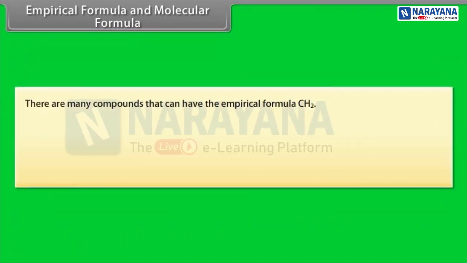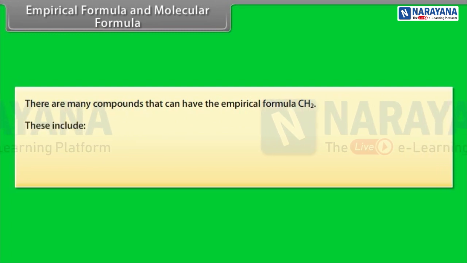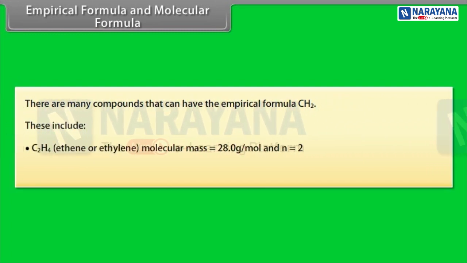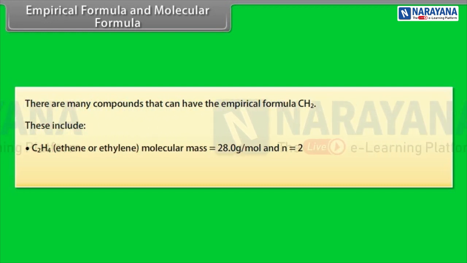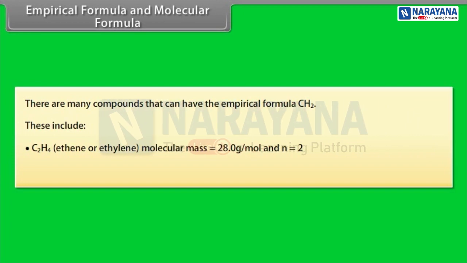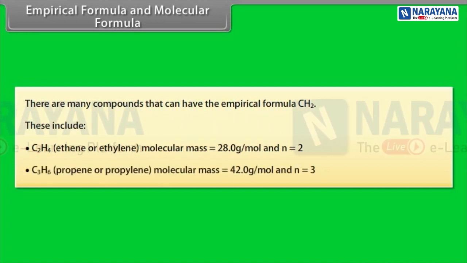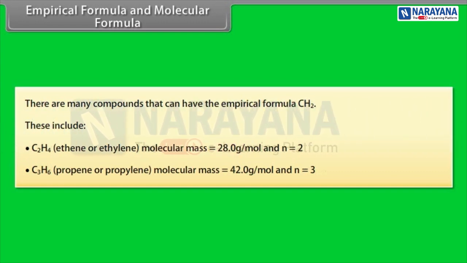There are many compounds that can have the empirical formula CH2. These include C2H4, ethene or ethylene, molecular mass is equal to 28.0 and n is equal to 2. C3H6, propene or propylene, molecular mass is equal to 42.0 and n is equal to 3.